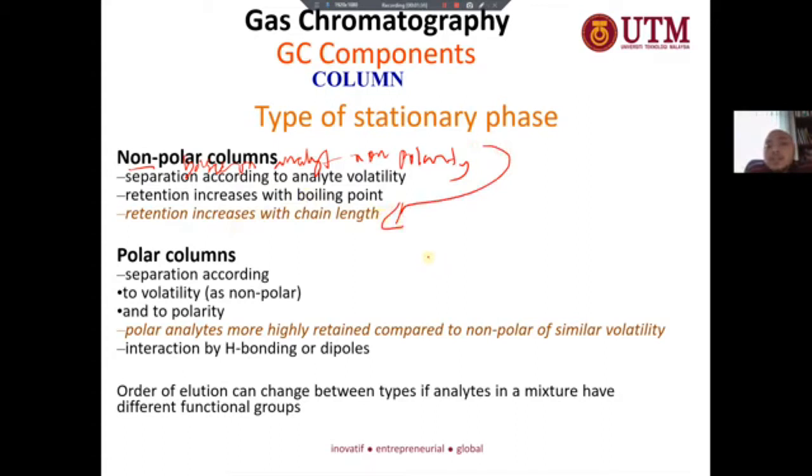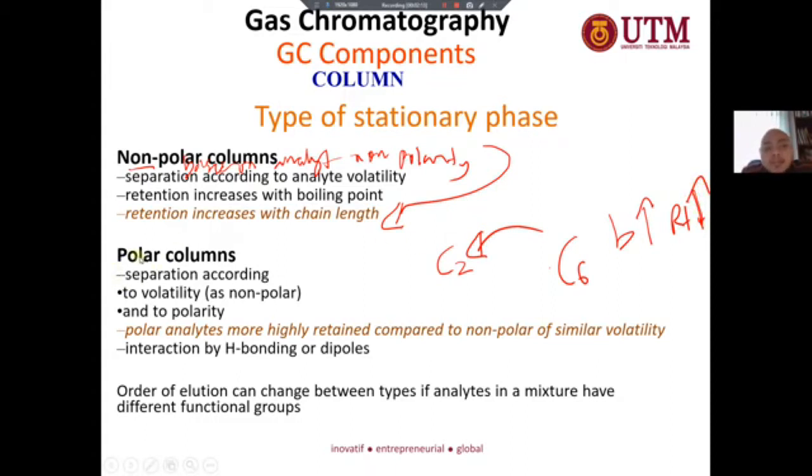For example, you have a compound with 2 carbons and a compound with 6 carbons. The higher the chain, the more non-polar it is, so it will react with the non-polar stationary phase more, and it will be retained much longer compared to the shorter one. Of course, when we increase the carbon chain, the boiling point also increases, so the retention time will be much longer.